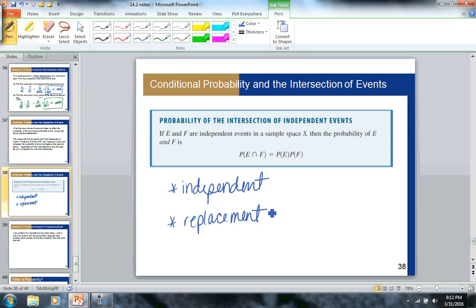So this is where you would pick a card from a deck and then put it back and then pick another one. Or like I said with the Starbursts, you would pick one, decide you don't want that one, you put it back, and then you pick a different one. Okay? So you're just going to take the probability of the first event times the probability of the second event. And this is still an intersection because it's multiple events going on.